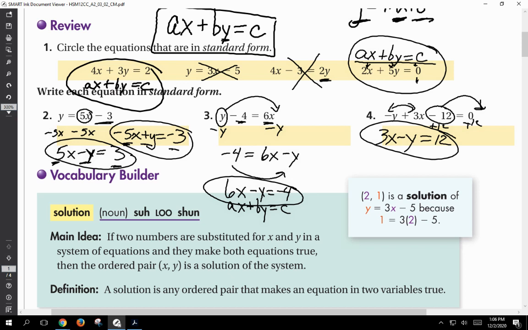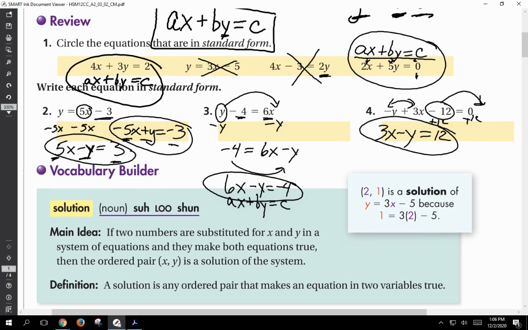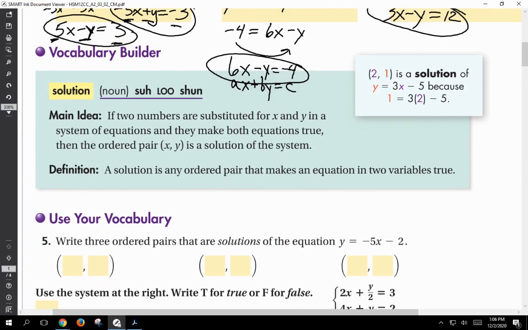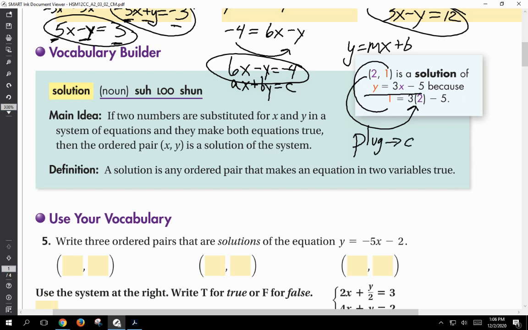So here's what I talked about yesterday a little bit. 2, 1 is a solution of y equals 3x minus 5 because, and this is they're inserting the numbers in to see if they work. So you're going to insert those back into y equals mx plus b, the solutions, to see if they work. So 6 minus 5 is 1. So the solutions get plugged back in. You can plug them back in, right? And we did this before. It's called checking your work, right?